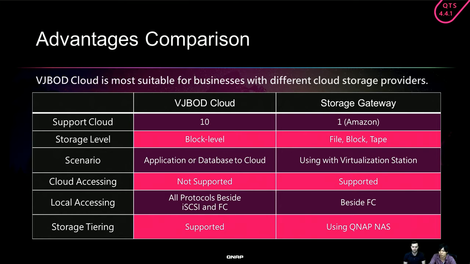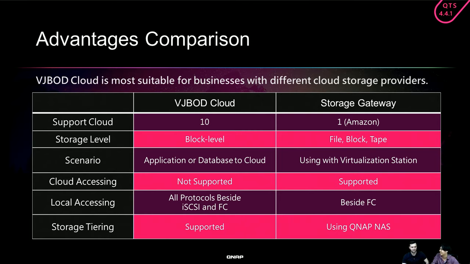And of course, the storage gateway also provides file level and tape level. But for Hybrid Cloud, right now we are providing the block level with all the basic functions. In the future we are looking forward to providing more protocols, for example iSCSI and even Fibre Channel, which we discussed earlier. We are still studying whether it is technically achievable.